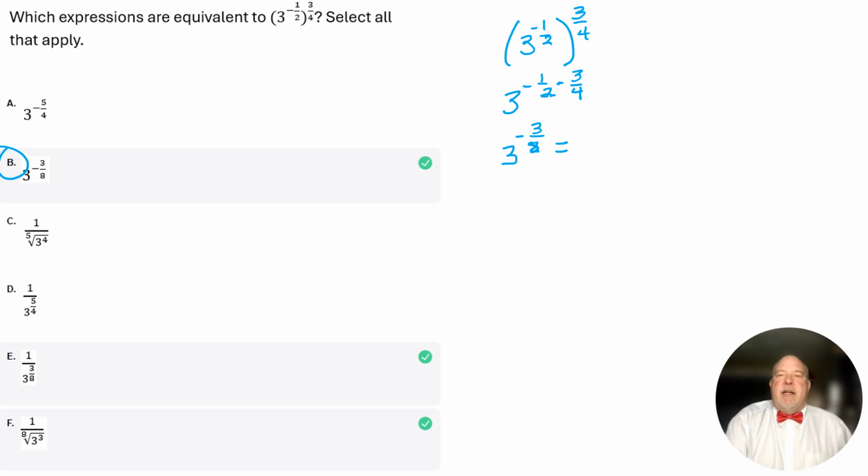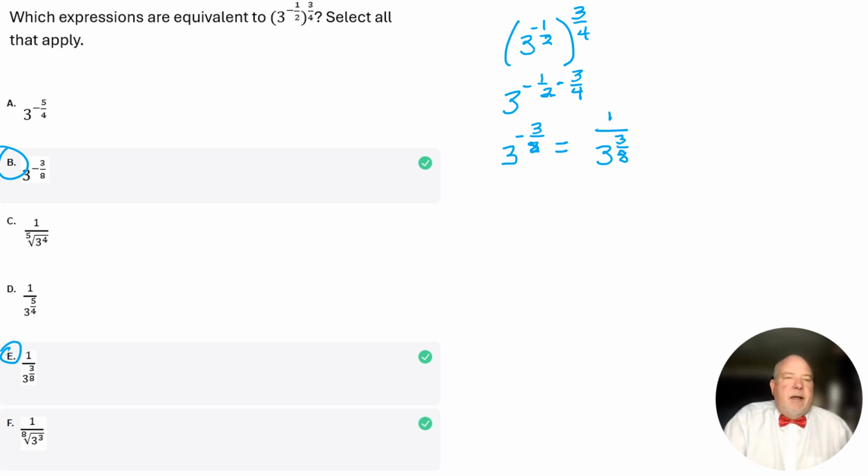All right. But then also, I'm going to go back to this, and I remember that you're not supposed to have negative exponents. And the way you change them to positive is just to put them underneath 1, so to put them in the denominator. So this is equivalent to 1 over 3 to the 3/8 power. So that's how you make a negative exponent positive, is just put it under 1. And so if I look, that's answer E. All right, so we're getting there.